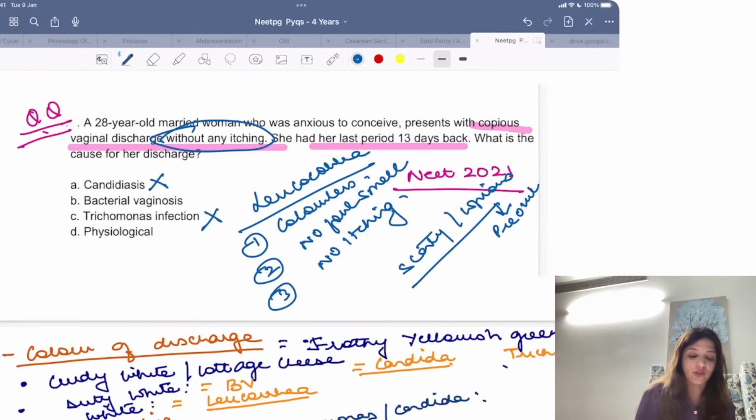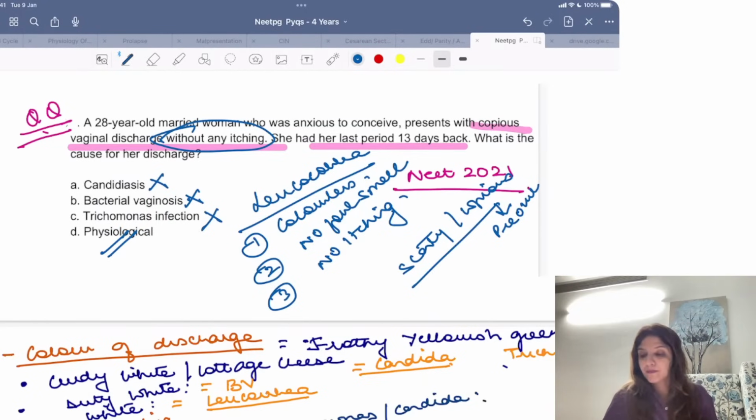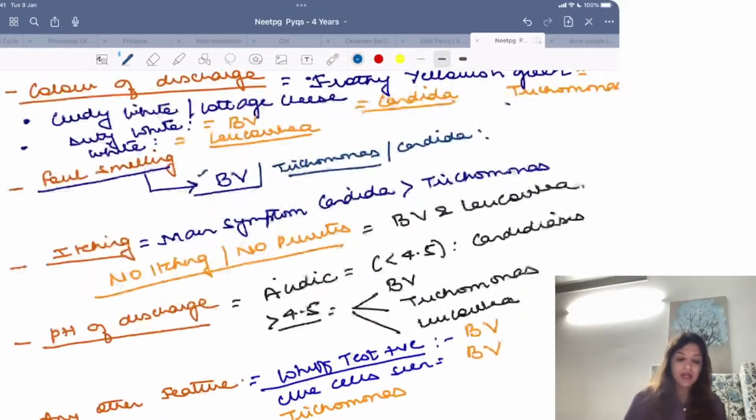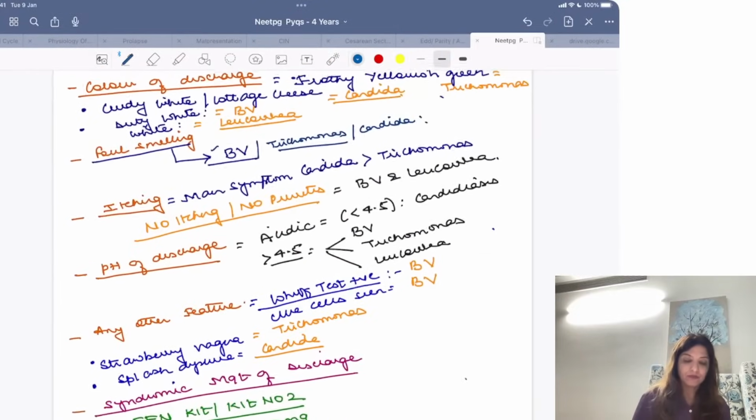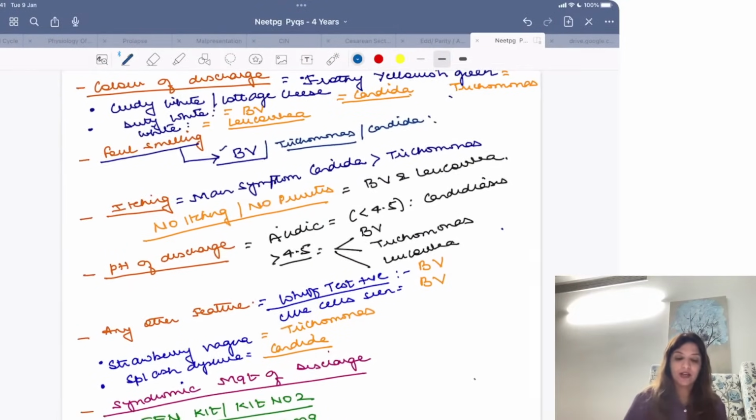Foul smelling कहते तो I would have marked the answer as bacterial vaginosis. In bacterial vaginosis also there is no itching. In physiological discharge also there is no itching. There is only one thing which can differentiate between them, and that is foul smell. Foul smell कहते तो it would have been bacterial vaginosis. Since they have not mentioned foul smell, I am going to mark the answer as physiological. Right? So over here, take a screenshot of this.